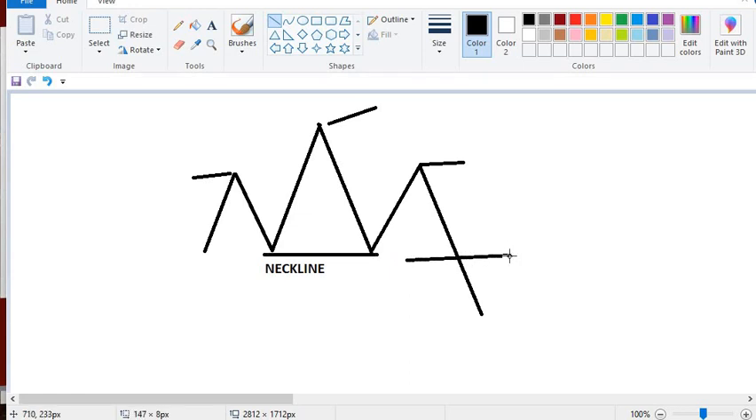We will trade it in three ways. First of all, we will put our entry order below the neckline. The second way to trade it is to enter on the formation of the second shoulder, and the third way to trade it is to enter the market at the retest of the neckline. Let me show you its example on the chart.